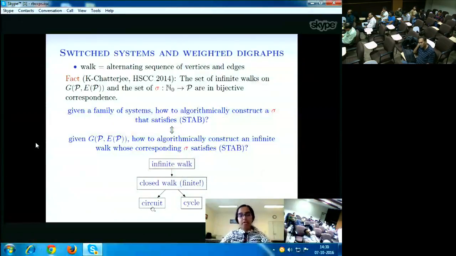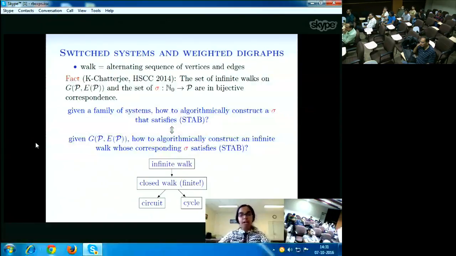Now, a circuit is a closed walk in which no edge is repeated, and a cycle is a closed walk in which no vertex is repeated. So of course, the initial and final vertices are the same, but no vertex in the middle is repeated.